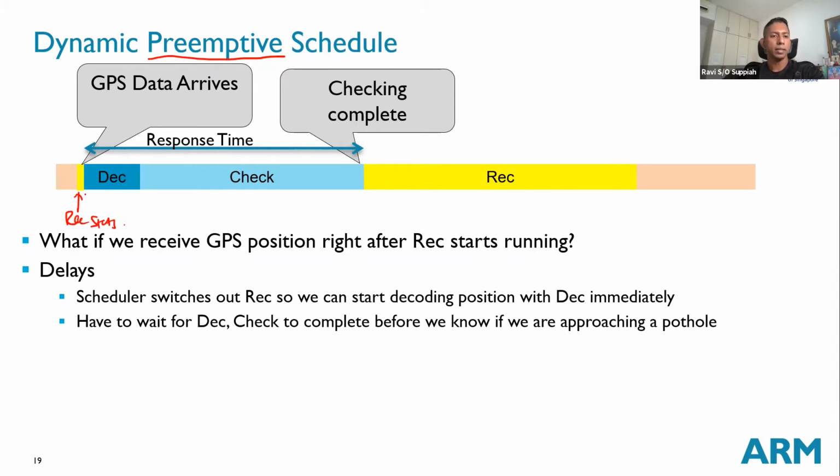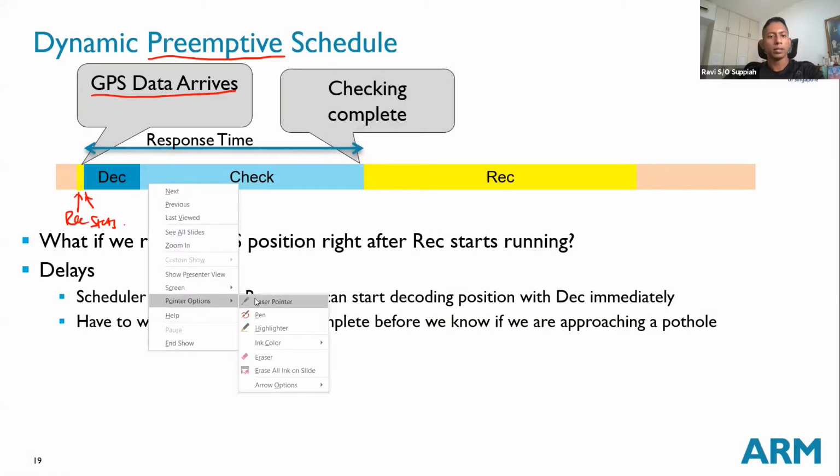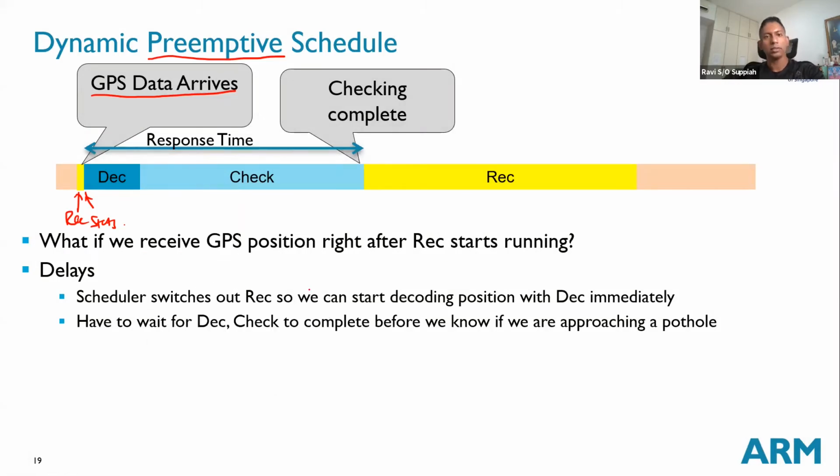Okay, but just immediately after that, the new data comes in. So even though you have already started record, because the new data comes in and decode is considered higher priority, you will automatically transition from the record task to the decode task. So I will immediately switch off. The scheduler will immediately switch out the record task and load the decode task to the running state, so that you can, with minimal delay, decode the position and check for the pothole.